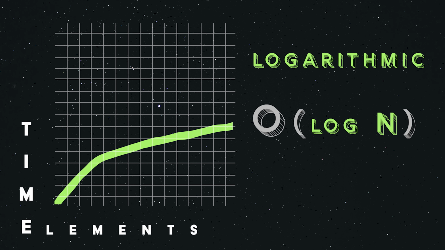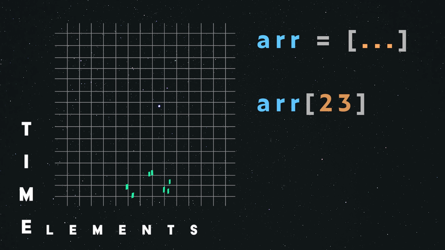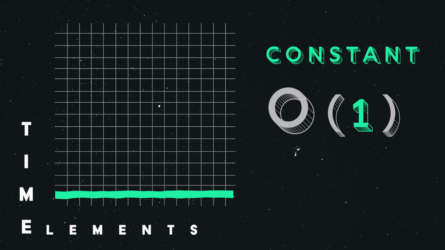At the most efficient end of the spectrum, we have constant time. An example is looking up an element in an array by its index. No matter how big that array is, it should always take the same amount of time.